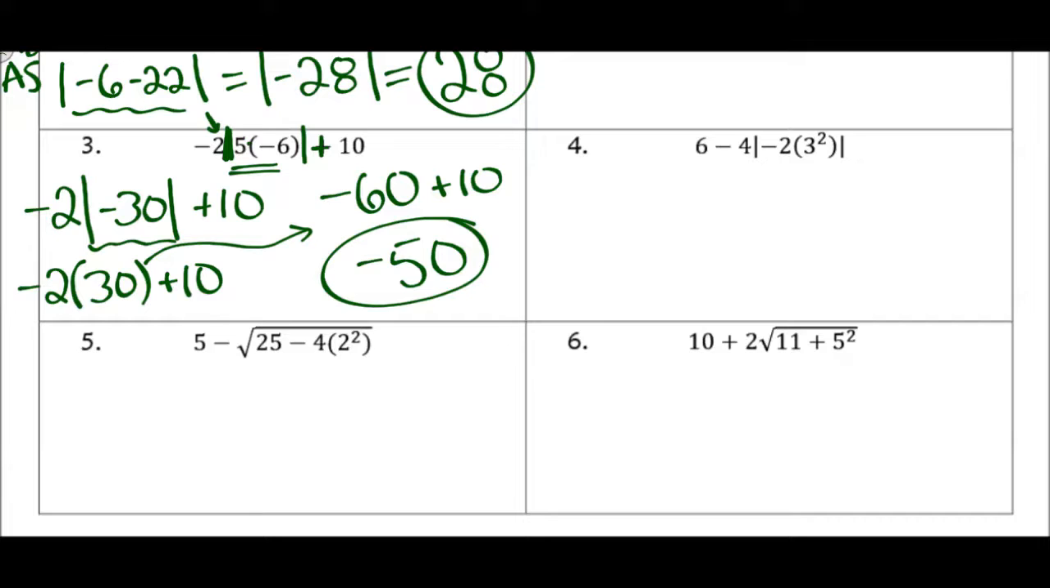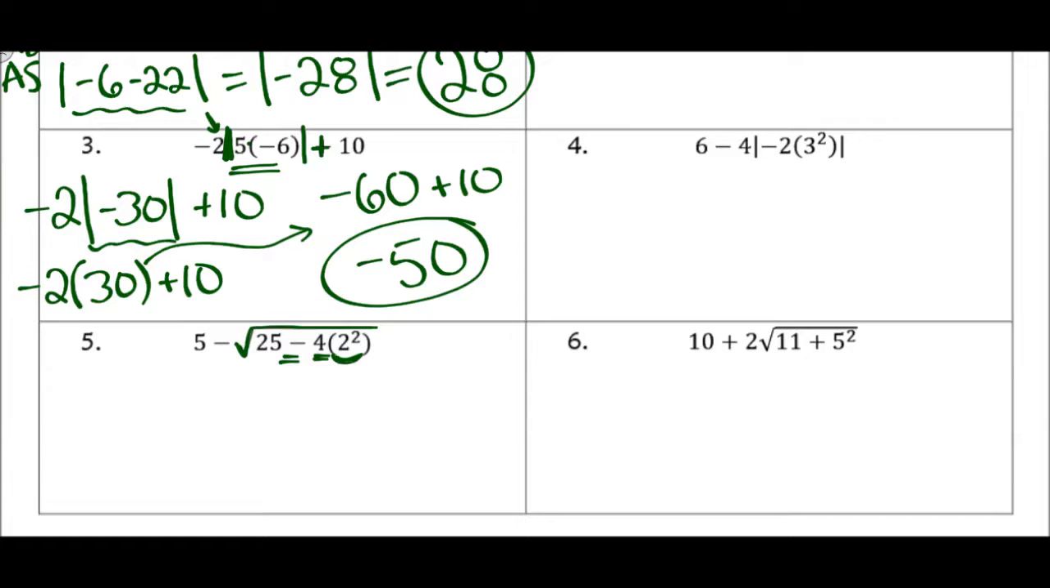Square roots act the exact same way. I have to do everything inside of there first, and then I can do the square root of that number. Whatever I get inside of there, I'm going to take the square root of that. So I have to follow order of operations inside of there. I have subtraction, I have multiplication, and I have a grouping symbol with an exponent on the inside. That's what I have to start with.